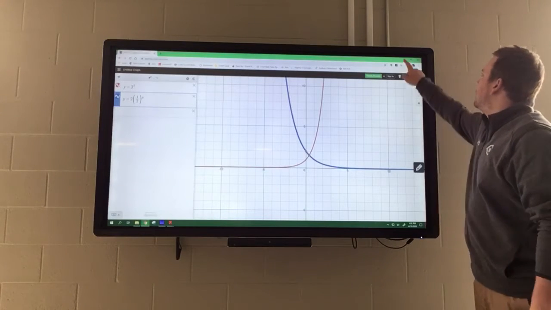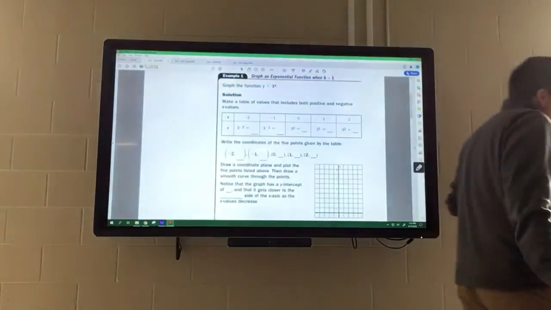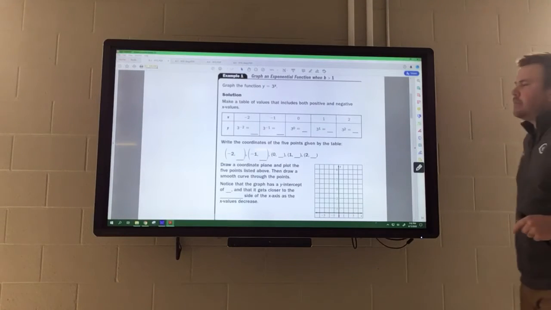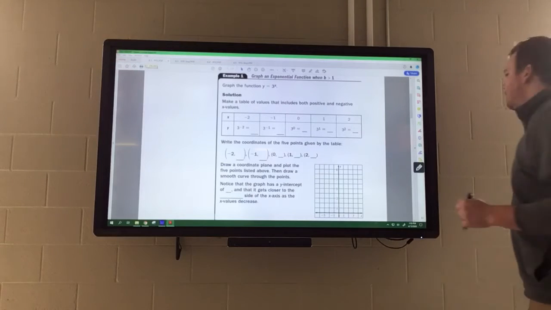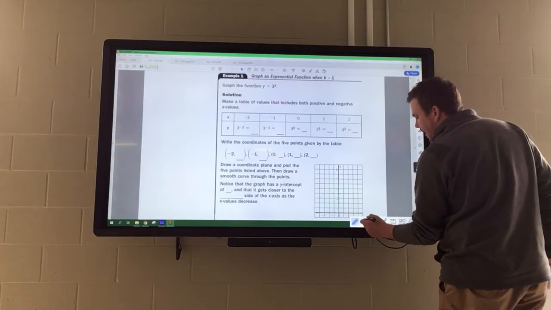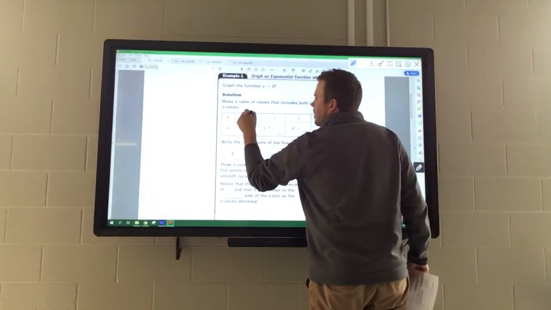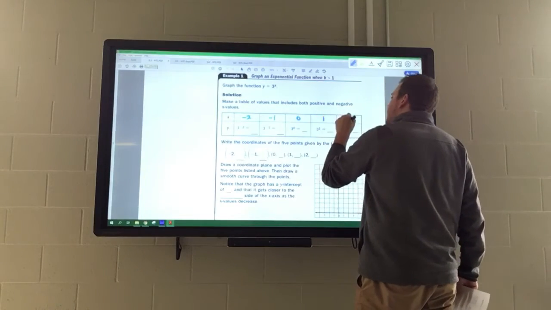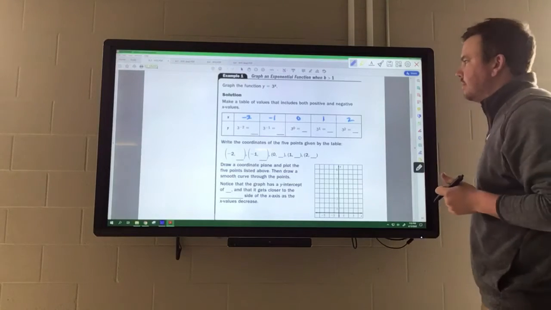Let's see how we're going to go about graphing these. Let's start with example 1. We want to graph the function y is equal to 3 to the power of x. What we're going to do is make a table of values. For these tables of values, we're always going to use the same values of x: -2, -1, 0, 1, and 2. This will give us a good shape in order to graph our function.